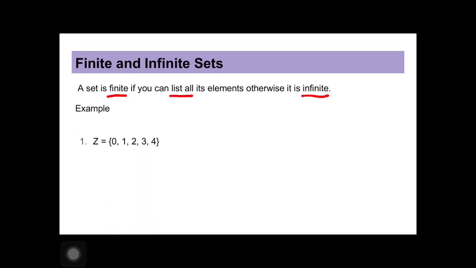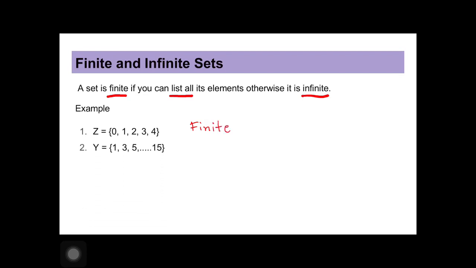Next, finite and infinite sets. A set is finite if you can list all its elements. Otherwise, it is infinite. So if you cannot list all the elements, it means it is an infinite set. Example, for number 1, Z is equal to the set 0, 1, 2, 3, and 4. Here we already listed all the elements, so this one is a finite set.